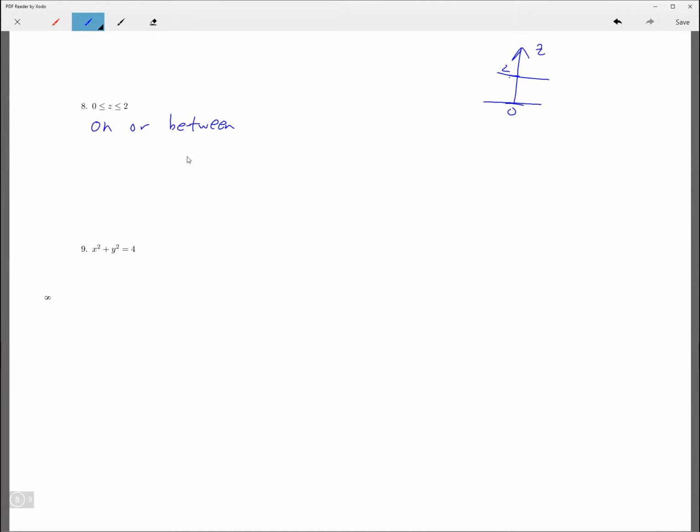On every plane, the horizontal plane is z equals two, and the xy plane. So z equals zero is the xy plane. Z equals two is the upper plane. So here this is between z equals zero and z equals two, on or between. That's how that works.